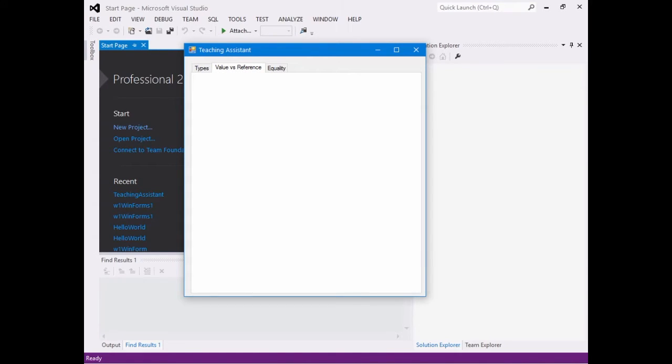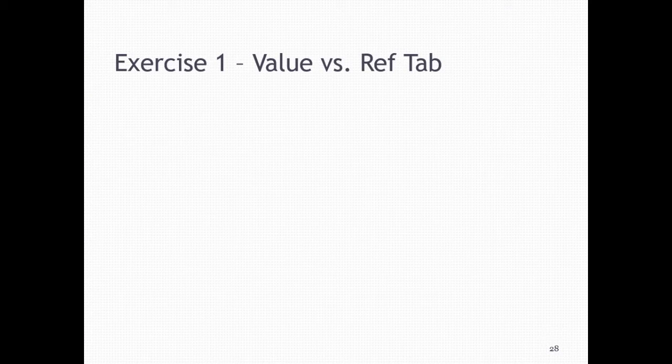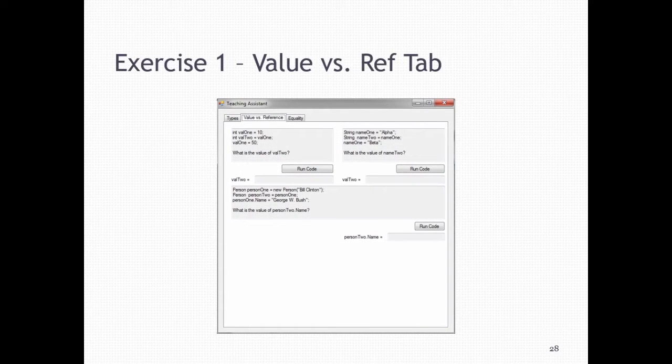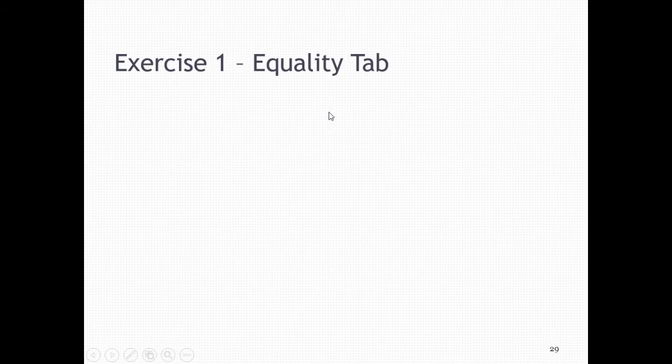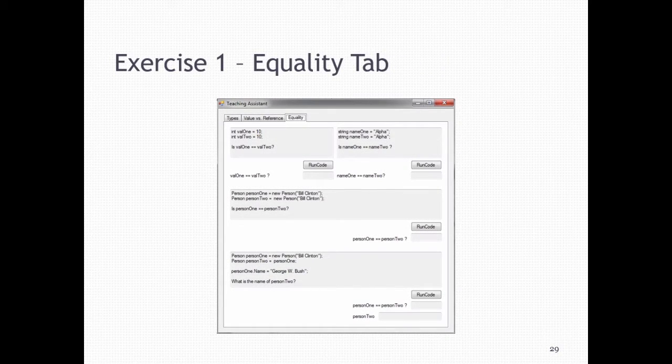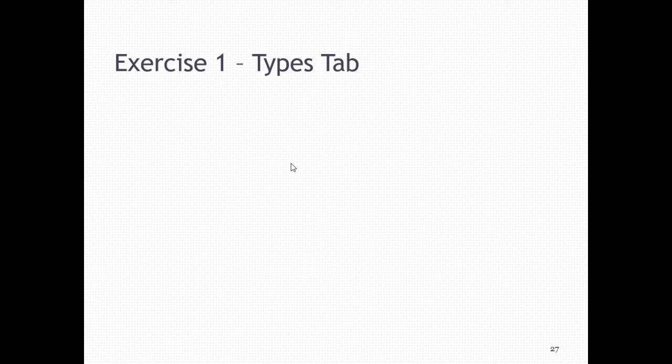Let's see, value reference should look like the following. This is what the screenshot is for, value versus reference should look like. You should have some sample code that'll run, and the equality one will do the same thing. Have some equalities. Okay, so these screenshots are in the PDF that's uploaded on Slate.